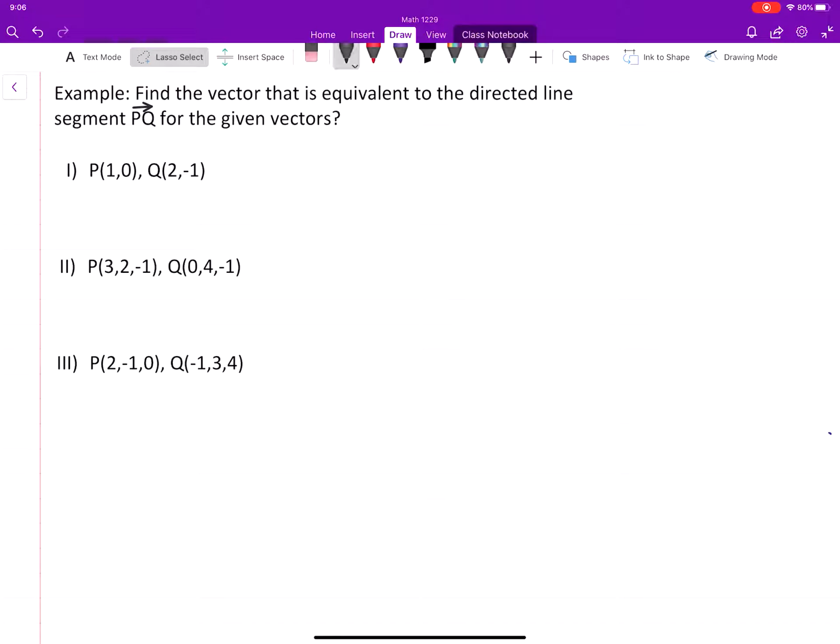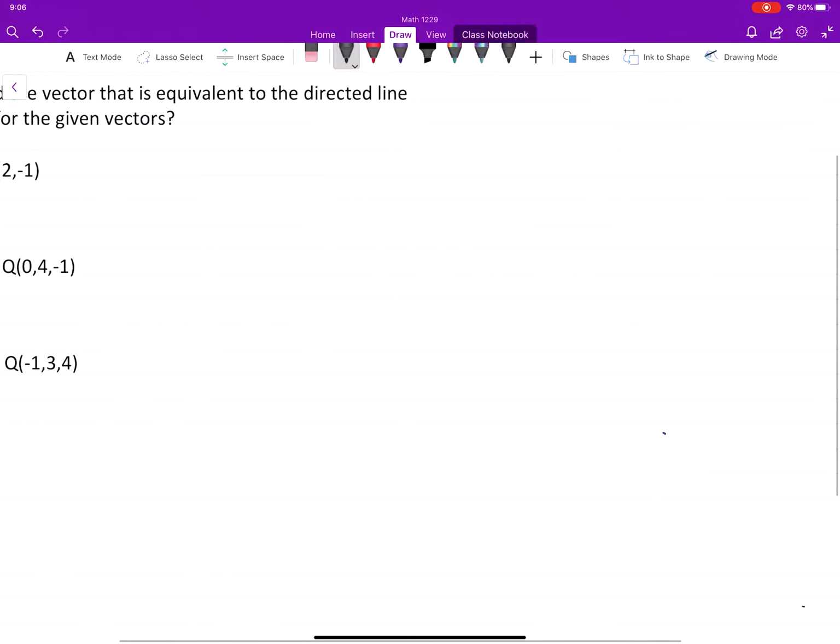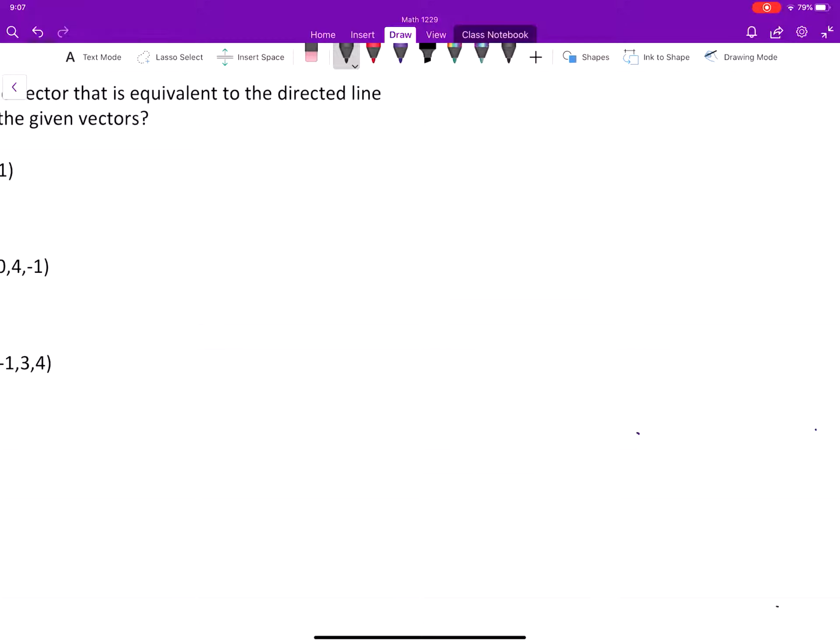In this video, we will do an example in which we find the vector which is equivalent to the given directed line segment. Well, what you need to remember is that any 2 points P and Q fix a directed line segment. We denote it by PQ. And then when you have any directed line segment, you can make a vector which has exactly the same direction and same length. It's called an equivalent vector.